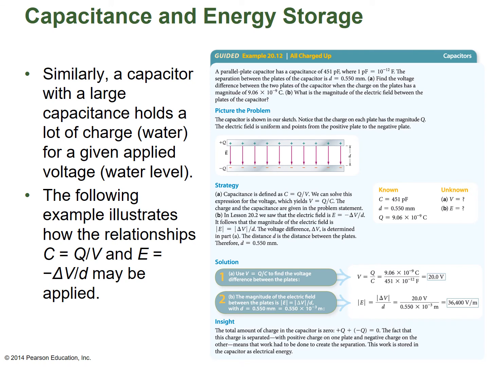Let us here have a numerical example of how to calculate the capacitance and then how to calculate the energy stored. A capacitor with a large capacitance holds a lot of charge for a given applied voltage. You should know that when we say C equals Q over delta V, C neither depends on Q nor on delta V, because as V increases, Q increases, such that this ratio Q over V remains the same.